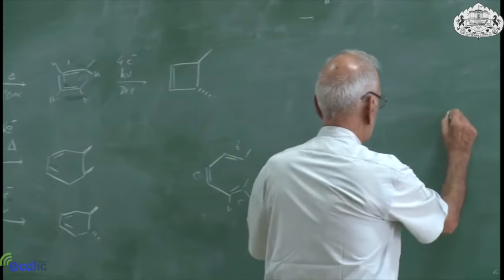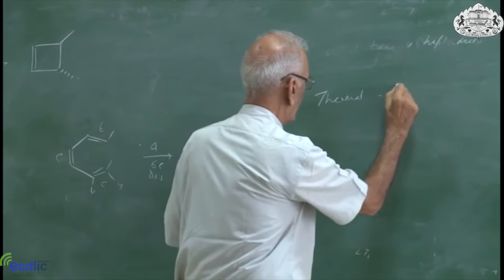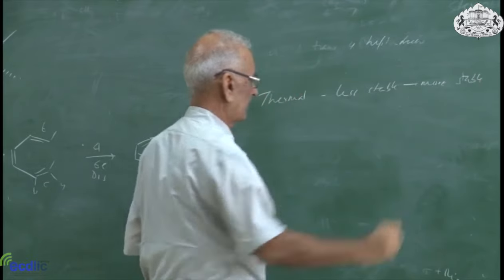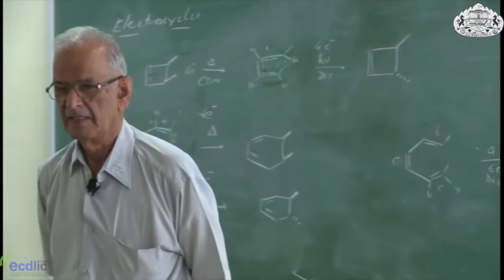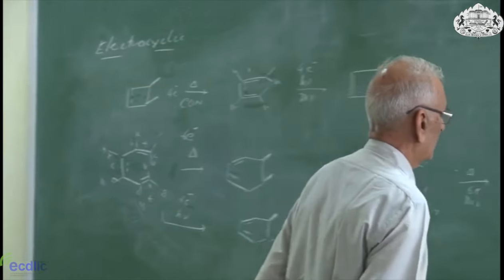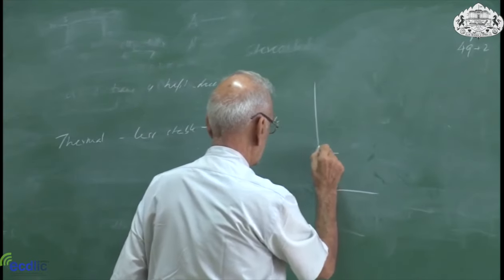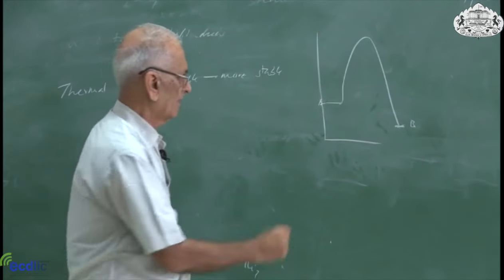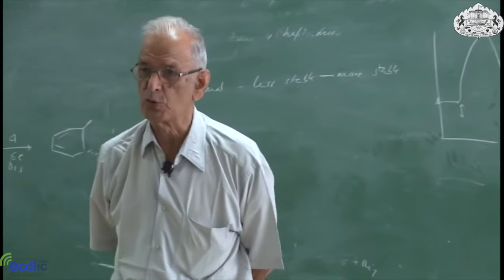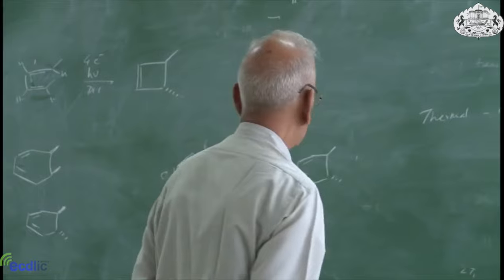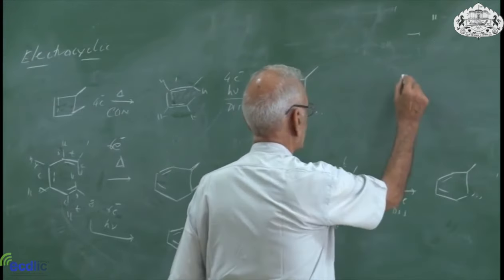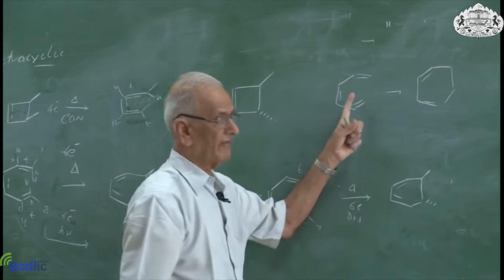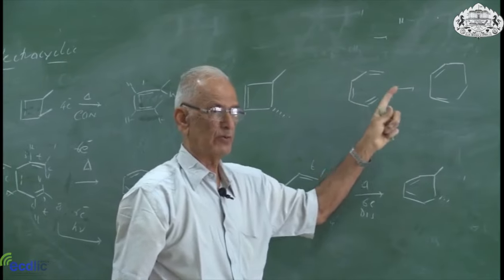Okay. In a thermal reaction, you always go from less stable to more stable. All right. So, this is your A. A goes to B. Less stable goes to more stable. For such a reaction, we say the reaction is exothermic. Okay. So, we have to answer this question. Why are we going from this to this, open chain to cyclic?